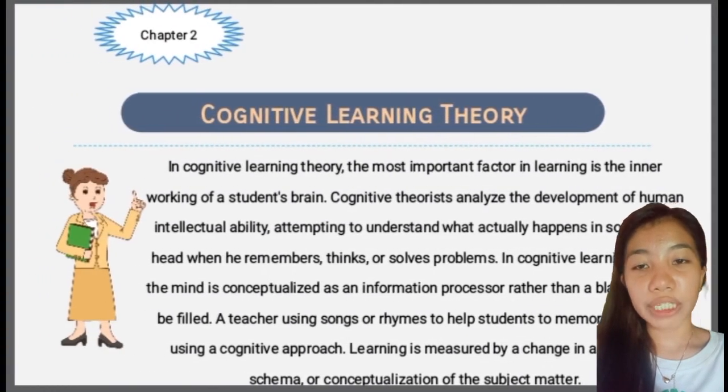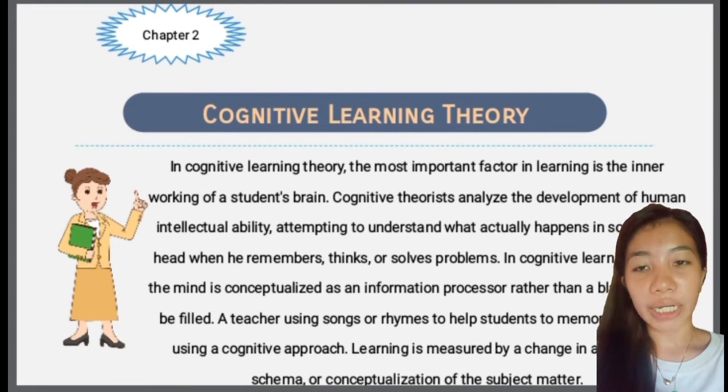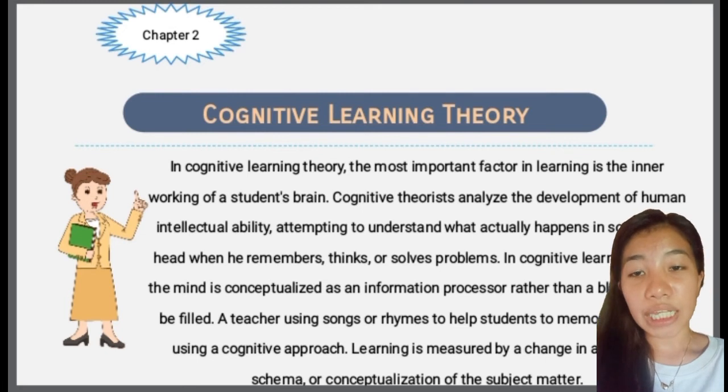The second one is the cognitive learning theory. In cognitive learning theory, the most important factor in learning is the inner working of a student's brain. Cognitive theorists analyze the development of human intellectual ability, attempting to understand what actually happens in someone's head when he remembers, thinks, or solves problems.